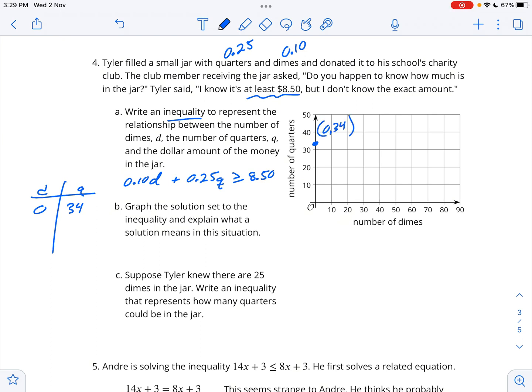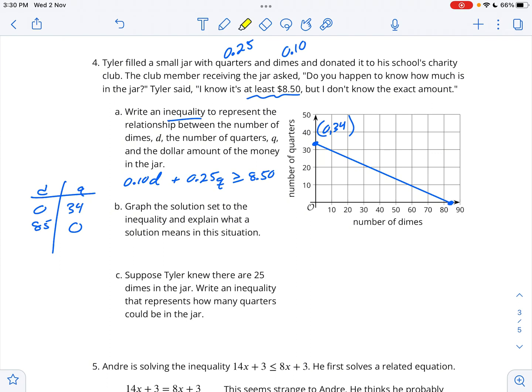Then if I make my quarters equal to 0, the dimes are going to be 85. That one's a little easier to do mentally. And so that's going to be right out here. Because it's a greater than or equal to, I'm going to do a solid line on this one, because those coordinates that I just used actually work. And we know that I have at least $8.50.